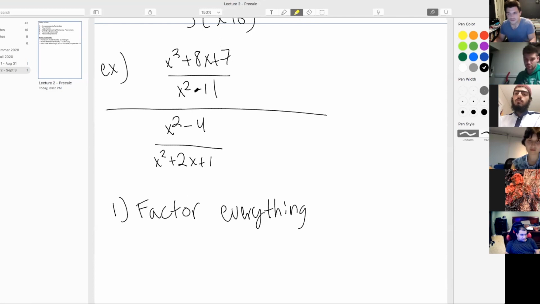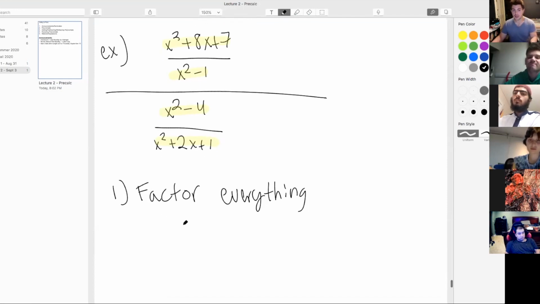So this should be x squared minus 1. I don't know why I have an extra thing there. I'm not going to go through all the details because I don't have time, but I'm going to factor x squared minus 1 and x squared minus 4 as a difference of two squares, and factor the other two using the trinomials with leading coefficient 1 technique. So you just work that out.